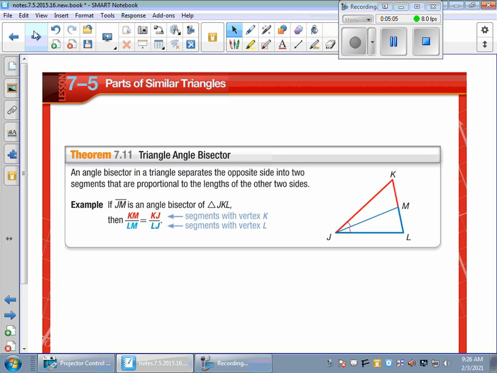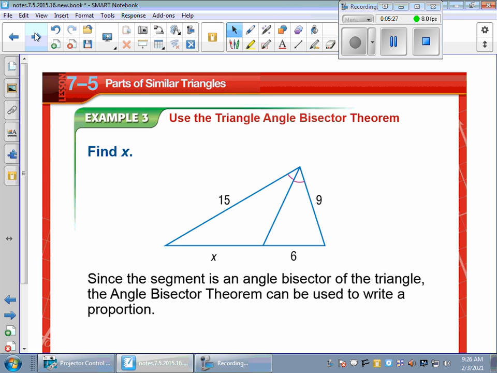Okay. Also, theorem: an angle bisector in a triangle separates the opposite side into two segments that are proportional to the lengths of the other sides. So KM over LM is in proportion with KJ over LJ. So again, setting up proportions to be able to solve.